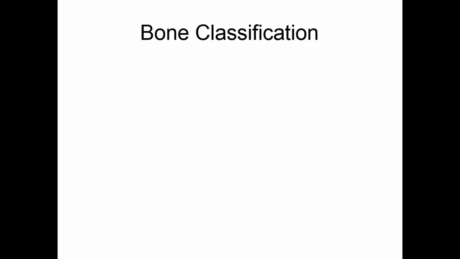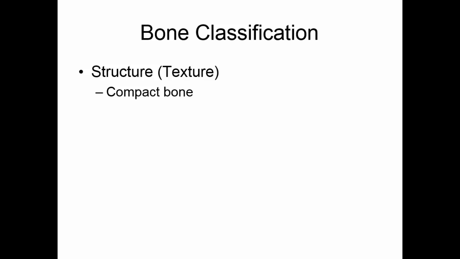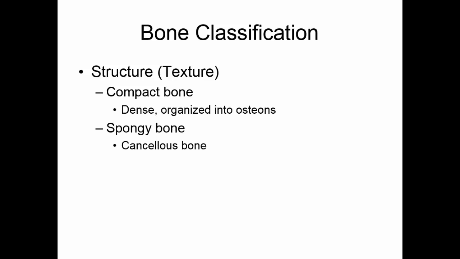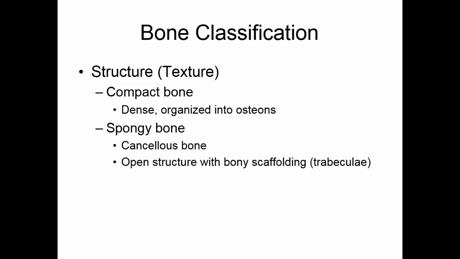Bones can also be classified on their structure or texture. We have compact bone, which is dense and organized into osteons, and we have spongy bone or cancellous bone. This bone has an open structure with bony scaffolding known as trabeculae. The open areas may be filled with bone marrow.